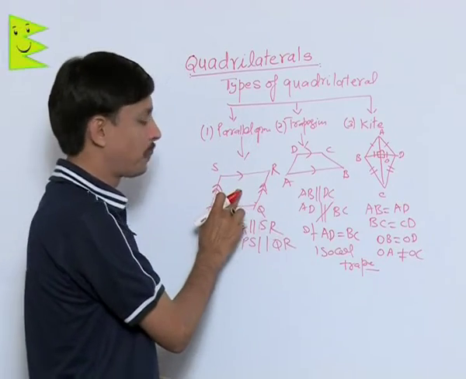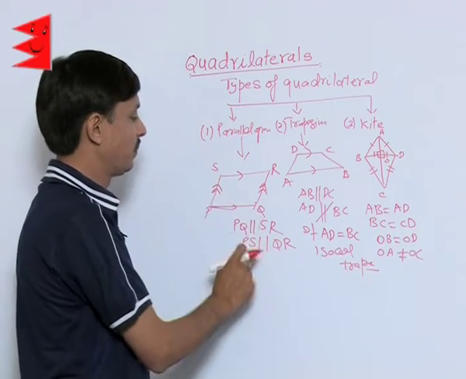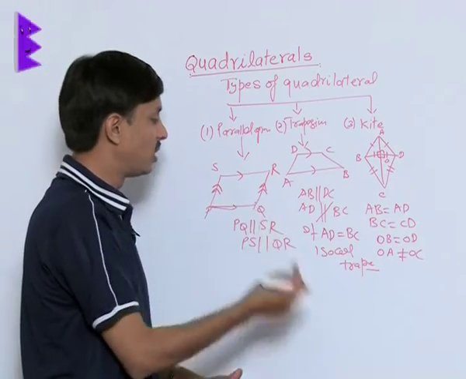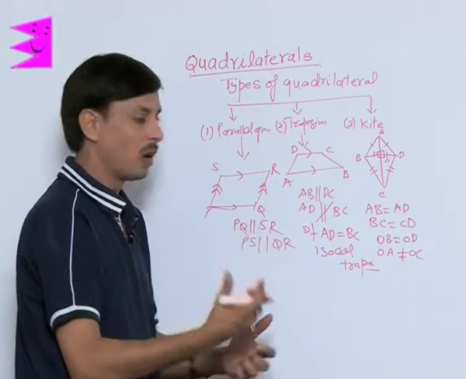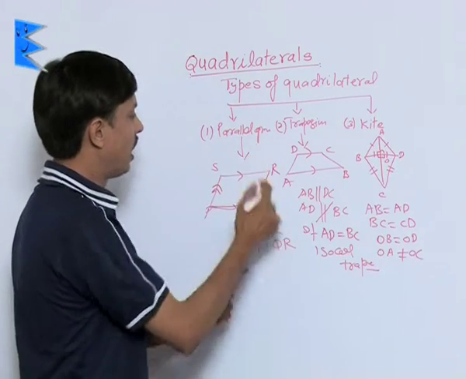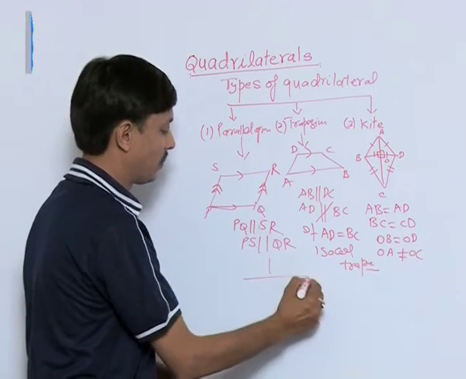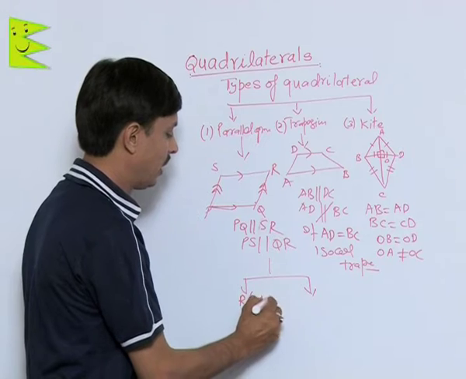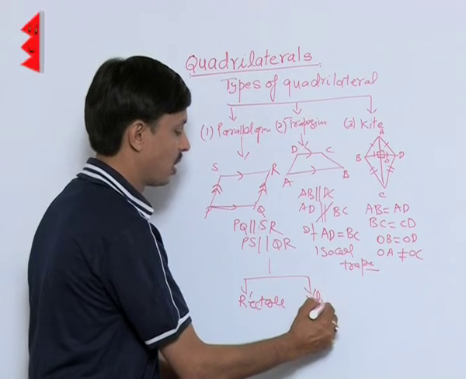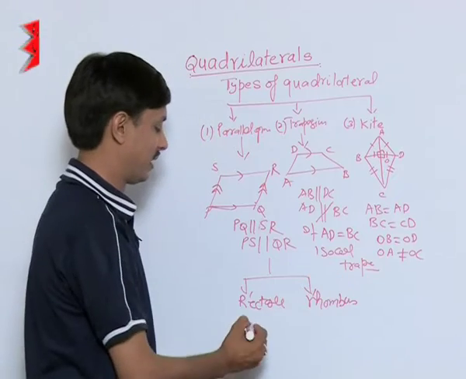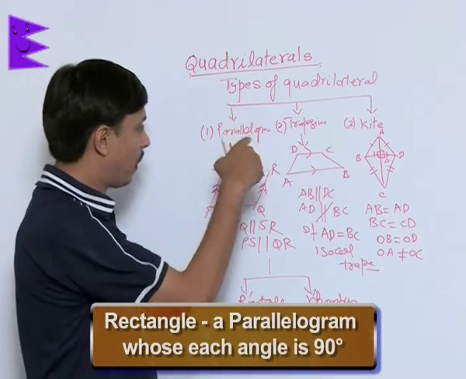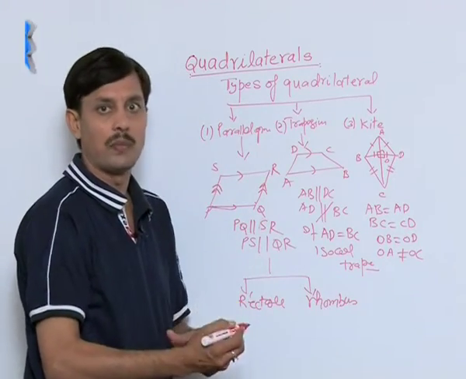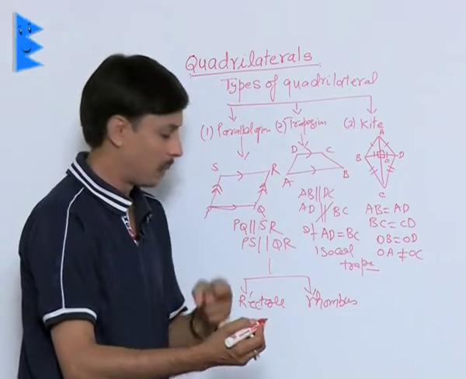If you talk about its properties: opposite angles are equal, opposite sides are equal, the sum of any two consecutive angles is 180 degrees, and diagonals bisect each other. All properties will be discussed later. But after parallelogram, there are certain other figures: one the rectangle and the other the rhombus. Rectangle is that kind of parallelogram whose each angle is 90 degrees. You have seen many times rectangular plots, rectangular shapes, rectangular papers.